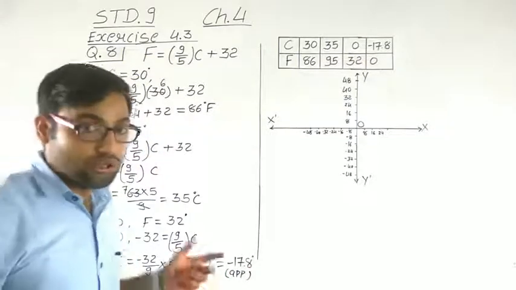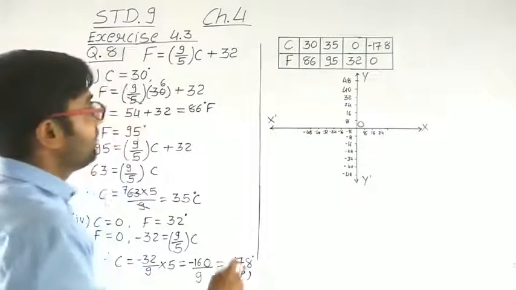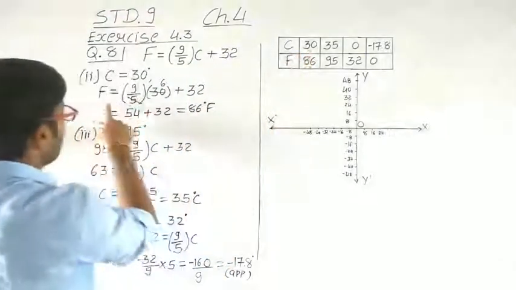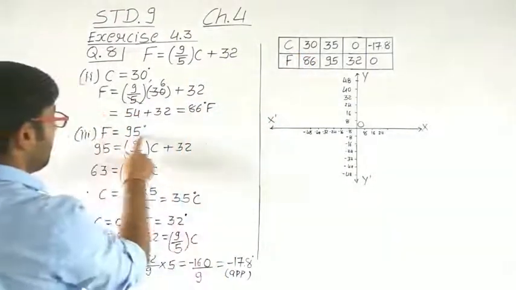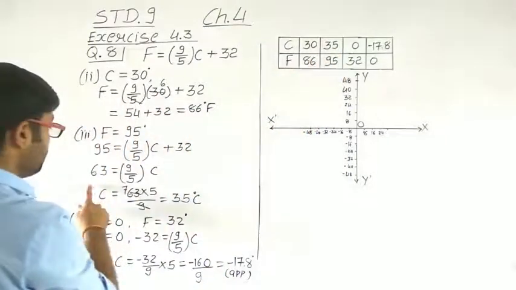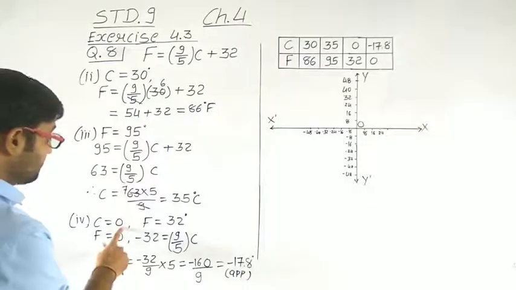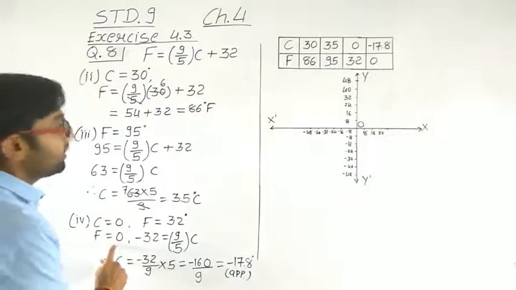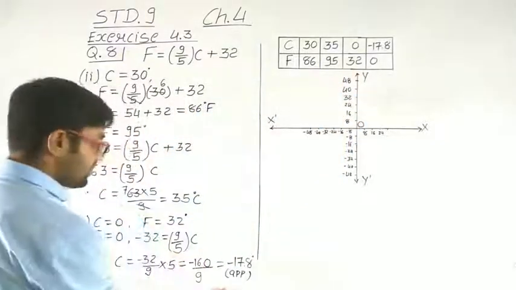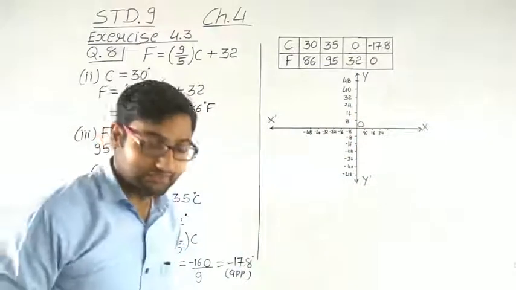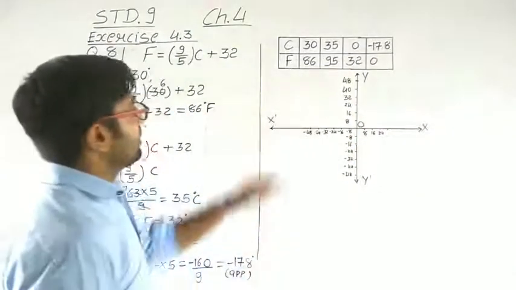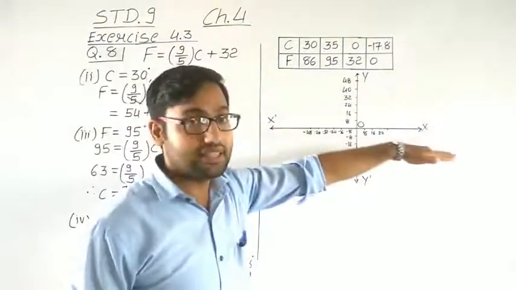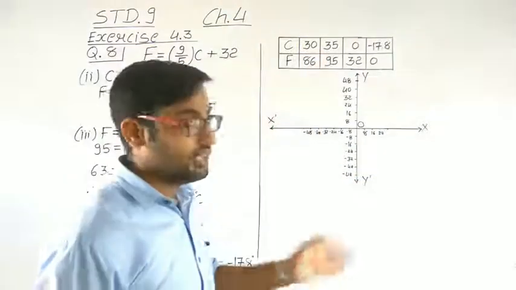Now, to draw the graph that we were asked in the first question, we must have the values of C and F. See, first we took C as 30, we got F as 86. Second, F is 95, we got C equal to 35. Third, if C = 0, we get F = 32. And for the fourth value, if we take F = 0, we get C = minus 17.8. So we can consider C as x. C we have to represent on the x-axis, and Fahrenheit we have to represent on the y-axis.